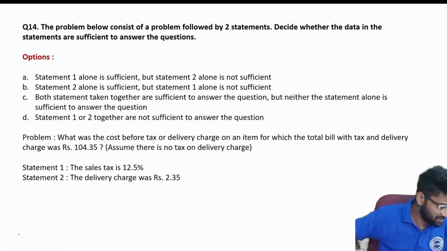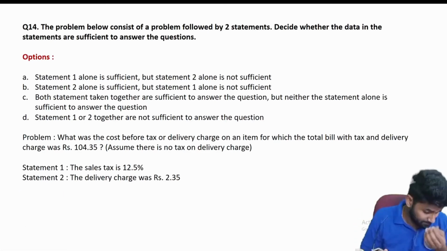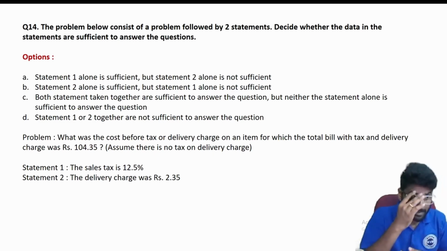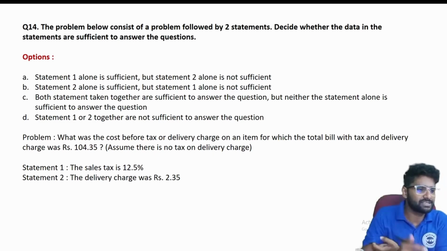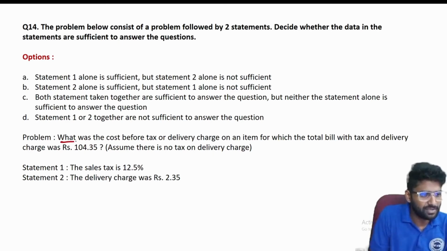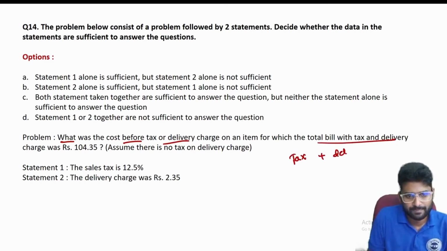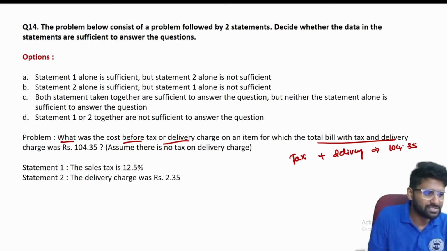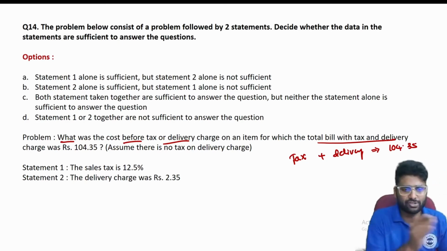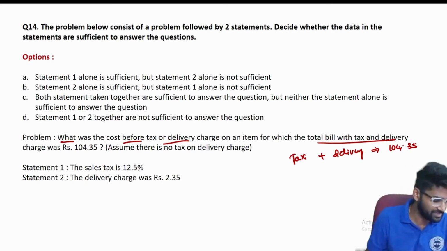See the data sufficiency question. Now which data is sufficient to get this answer? Just read this question here. What was the cost before tax or delivery? The total bill with tax and delivery charge is exactly equal to 104.35. Now the question: what was the cost of that particular article excluding tax and delivery? Is it possible with the given statements?